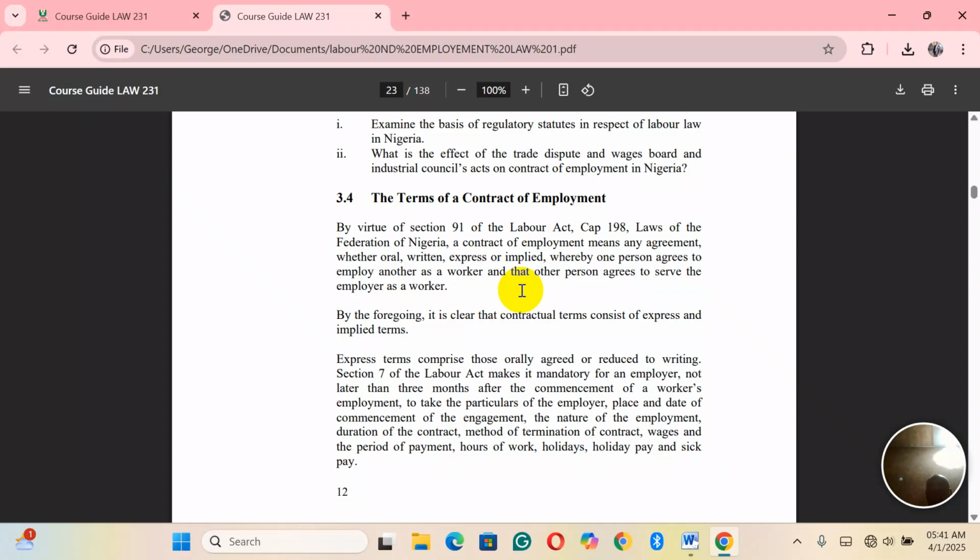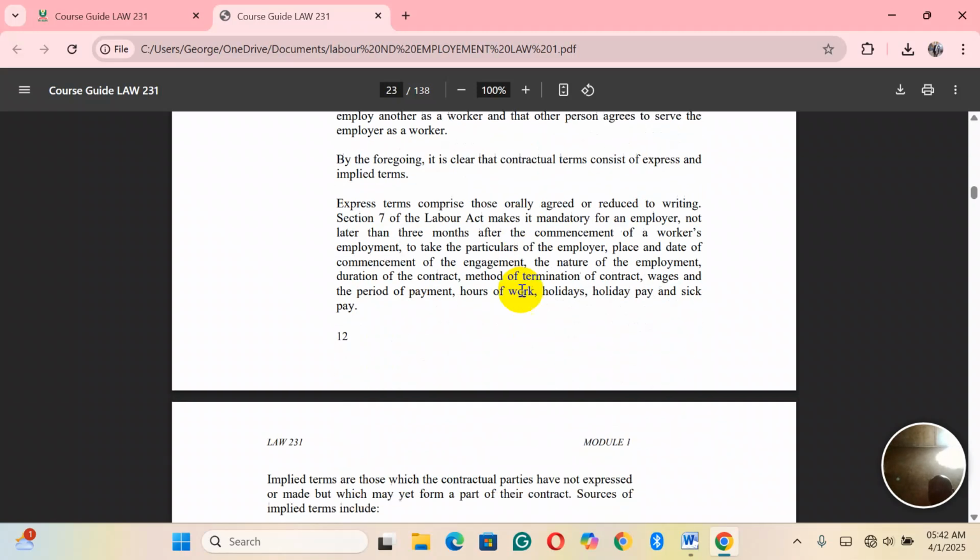Section 7 of the Labor Act makes it mandatory for an employer, not later than 3 months after the commencement of a worker's employment, to state the particulars of the employer, place and date of commencement of the agreement, the nature of the employment, and the duration of the contract. Also the method of termination of the contract, wages and the period of payment, hours of work, holiday and holiday pay, and sick pay. So, it should be considered.